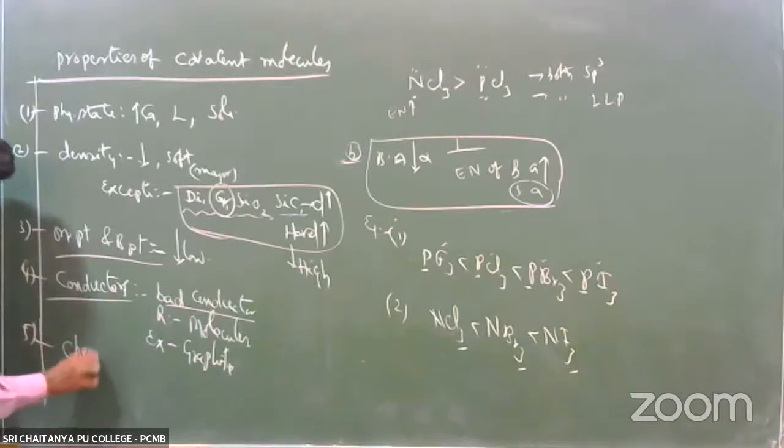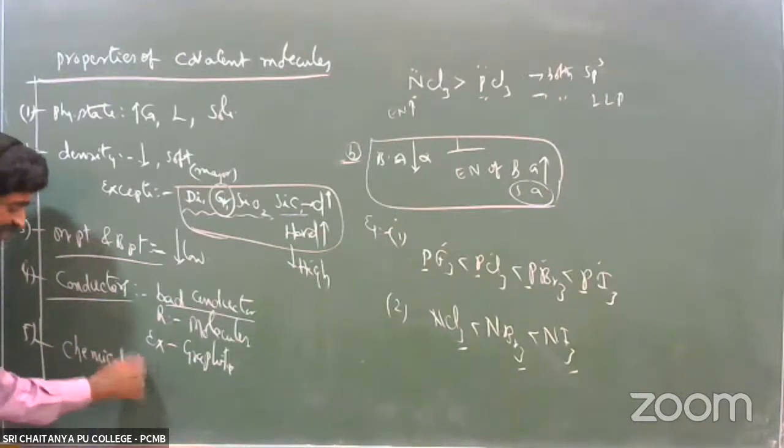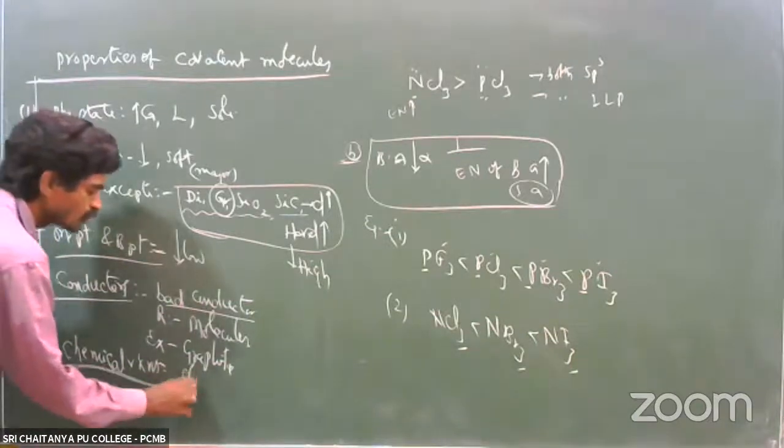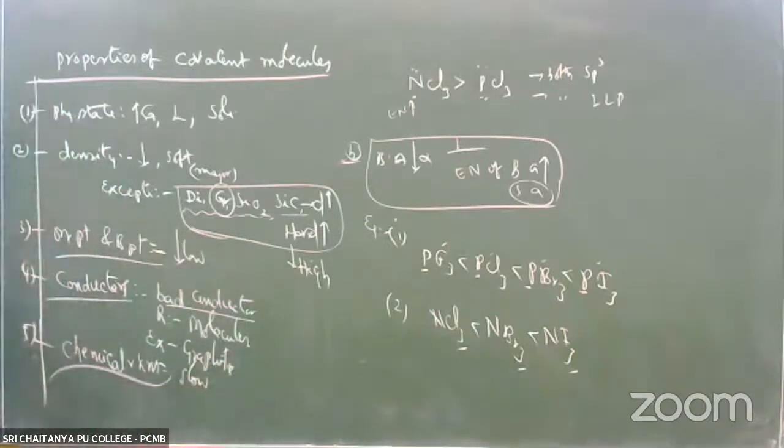Chemical reactions. Chemical reactions between two covalent molecules are very slow. Why? Because if two covalent molecules want to participate in a chemical reaction, the covalent bonds present in them have to be broken first, and then the molecules combine together to get a new product.